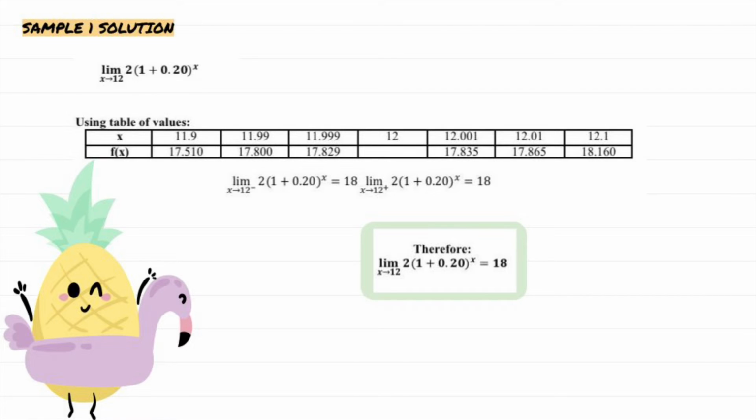So now that we have this table of values, we need to start paying attention to the center, wherein as we get closer to 12, coming from the left side, our y values are increasing towards the value 17.829, or 18 when rounded off. The same thing is happening as we approach from the right. We can see that y values are decreasing towards 17.835, or 18 when rounded off. So what this tells us, since our left and right limits are equal, is that our limit as x approaches 12 of the function is equal to 18.